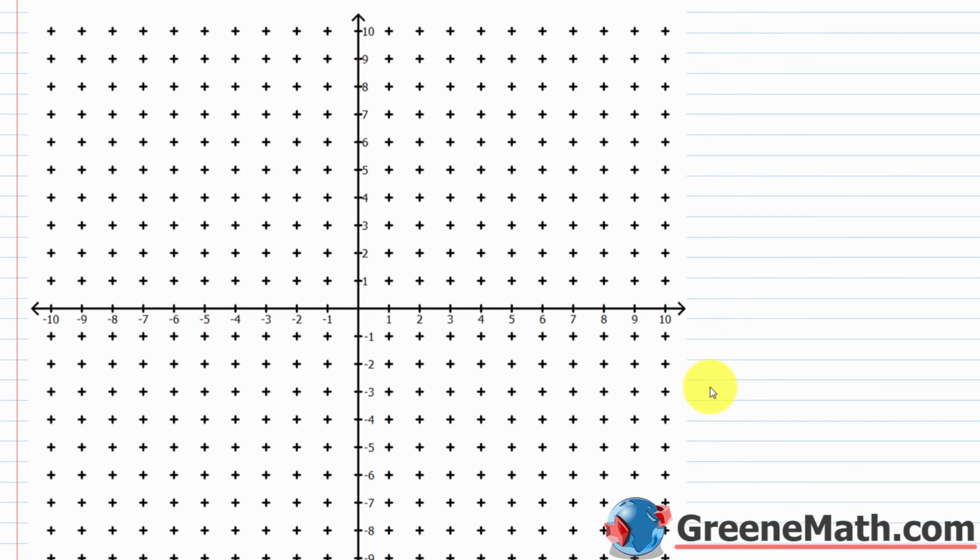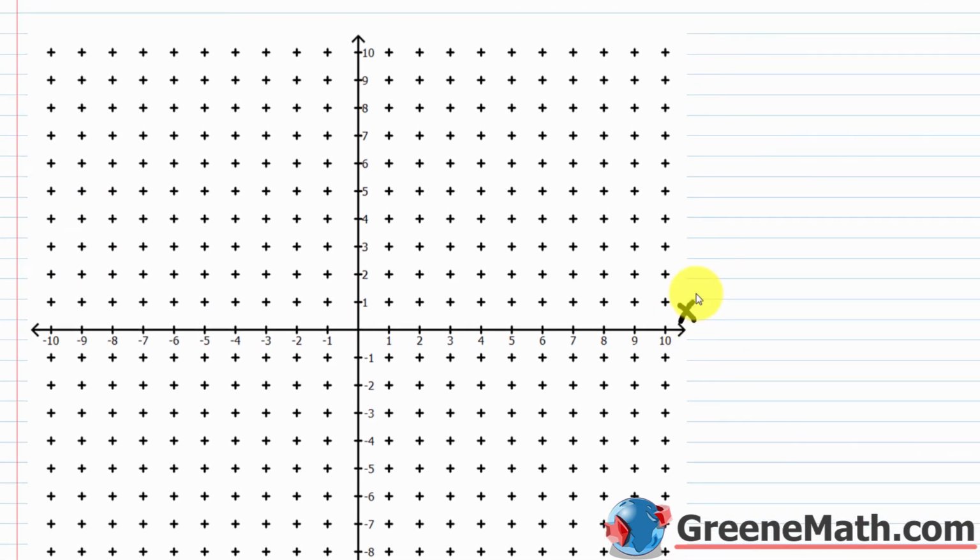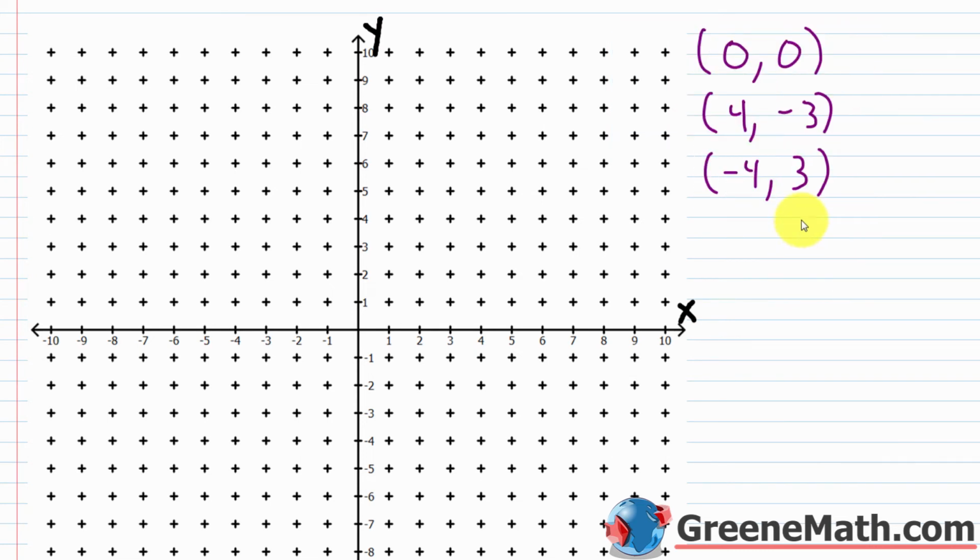So again, come down to my coordinate plane. This is x. This is y. I'll paste my ordered pairs. So the first one is 0, 0. So that's at the origin. That's right here. Now remember, we said that this was a line that passed through the origin, so we expect that point.